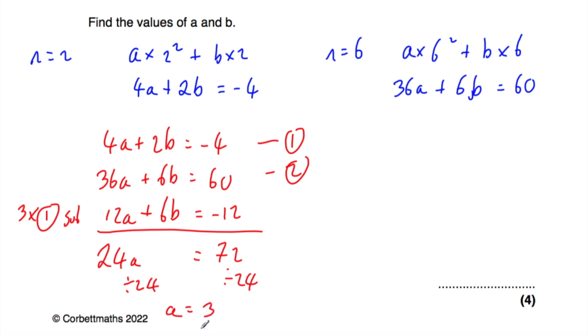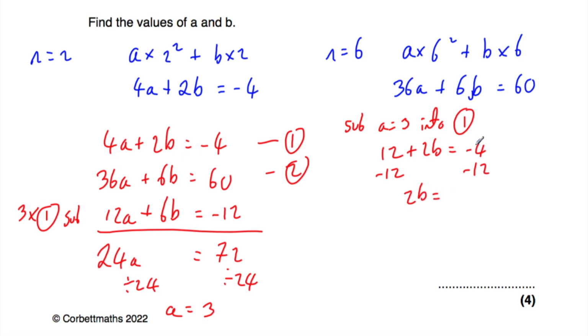So that's fantastic. We now know that a is equal to 3. So let's substitute that into equation 1 and see what we get. So we had 4a, so that's 4 times 3, which is 12, plus 2b is equal to minus 4. Now we want to find out what b is, so let's take away 12 and take away 12. On the left-hand side, we're taking away 12 to get rid of the 12, so we're just left with 2b. And on the right-hand side, we had minus 4, take away 12 is minus 16.